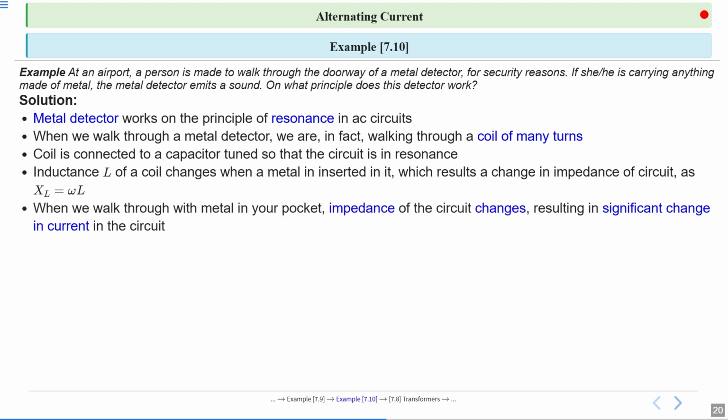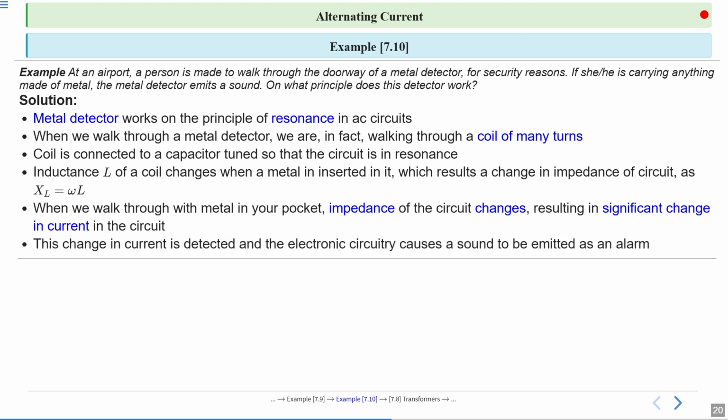When we walk through with metal in your pocket, any key or anything made of metal you are carrying, the impedance of the circuit changes, resulting in significant change in the current in the circuit. So that resonant condition is disturbed. The circuit is set to a resonance, but that resonant condition is disturbed because L is changed, XL is changed, due to which current in the circuit will change.